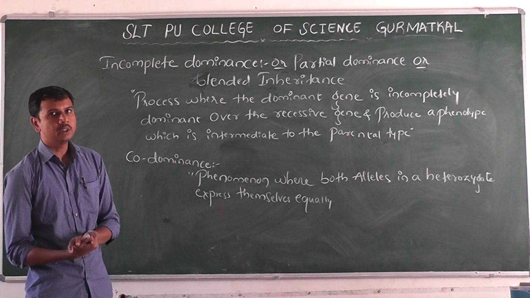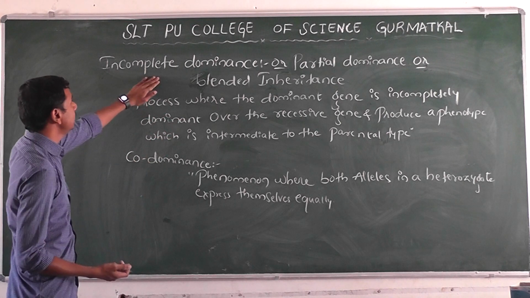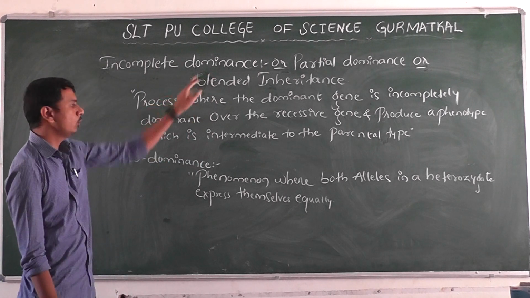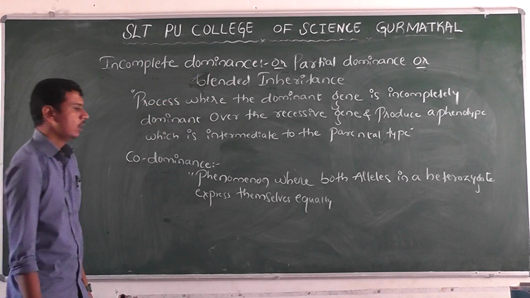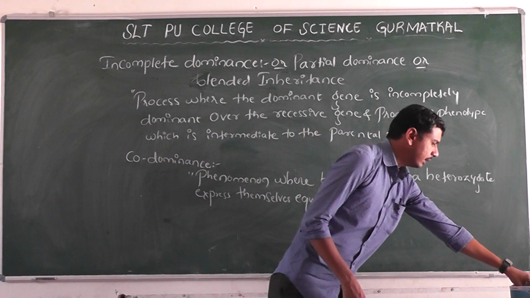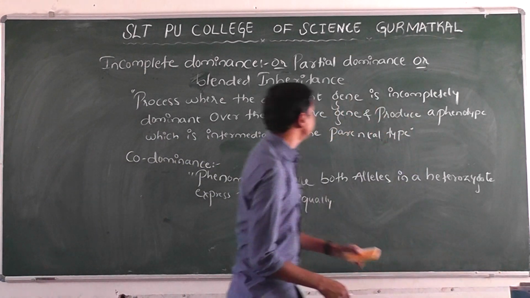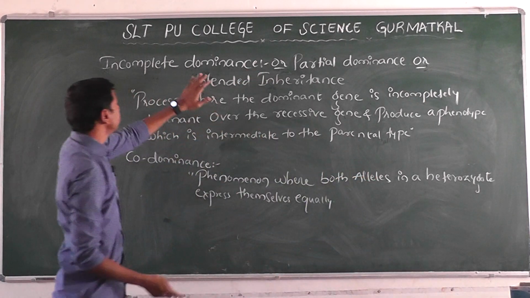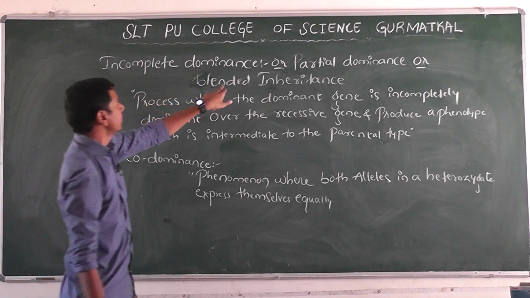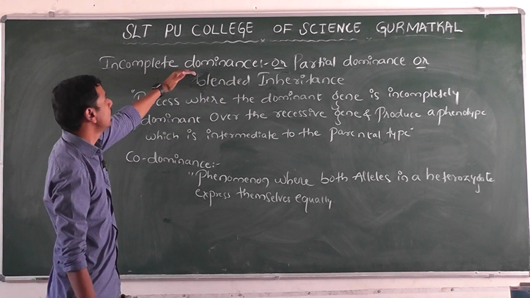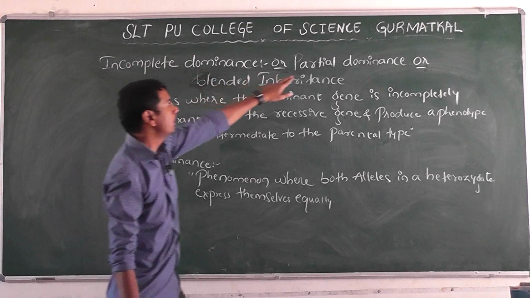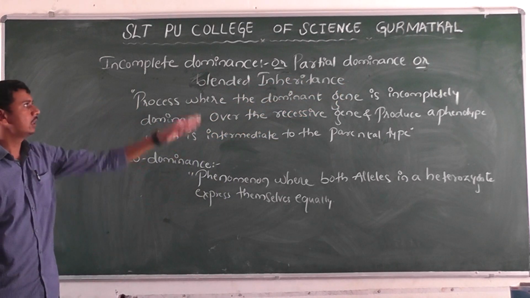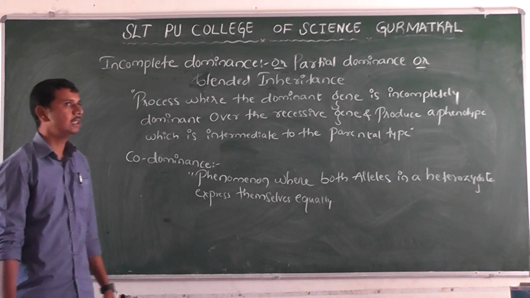Today we are going to concentrate on two concepts: incomplete dominance and codominance. We are going to understand the meaning of incomplete dominance, and then codominance. There are two other names for incomplete dominance: partial dominance or blended inheritance.